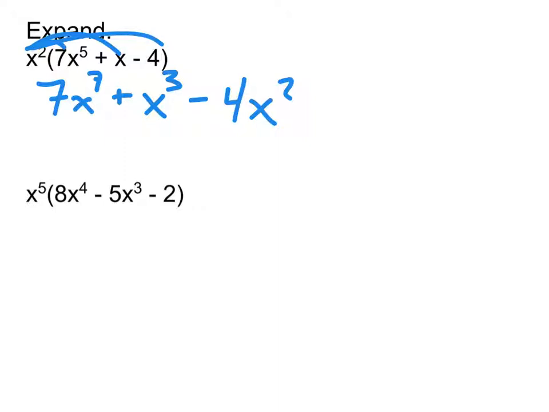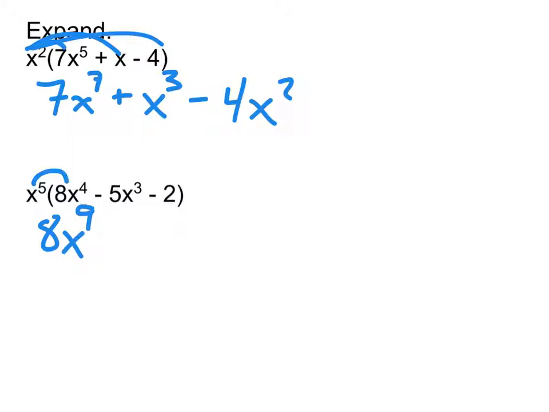All right, and now for the second one, I'm going to do the x to the fifth times 8x to the fourth. Again, there's no whole number with the x to the fifth, so it stays an 8. Then x to the fifth times x to the fourth gives me x to the ninth, because when I multiply the x's, I add their exponents.